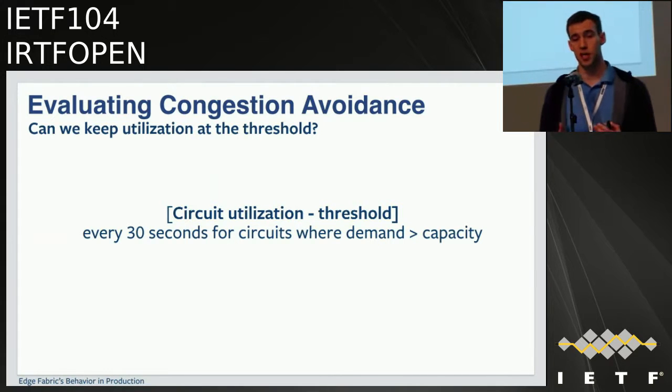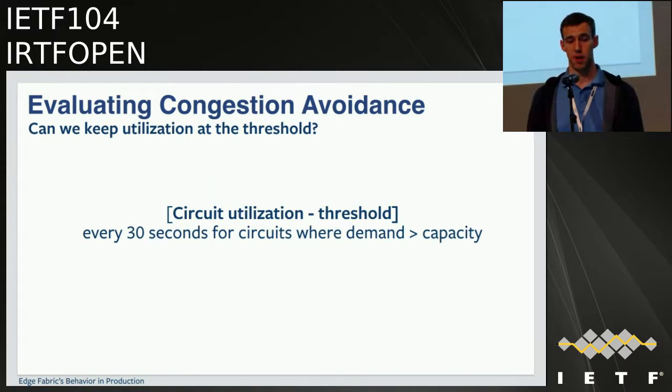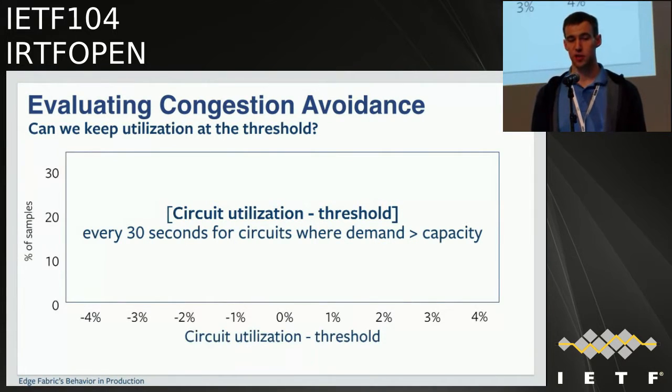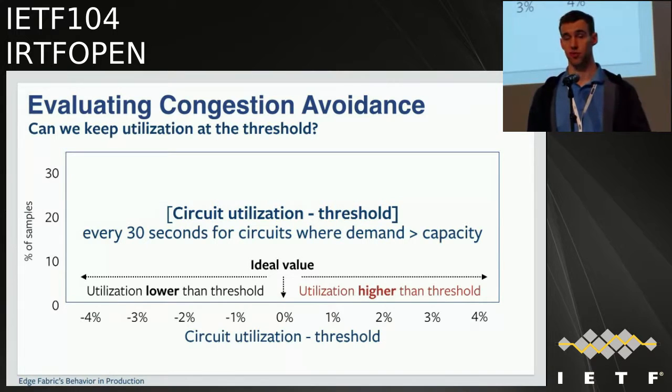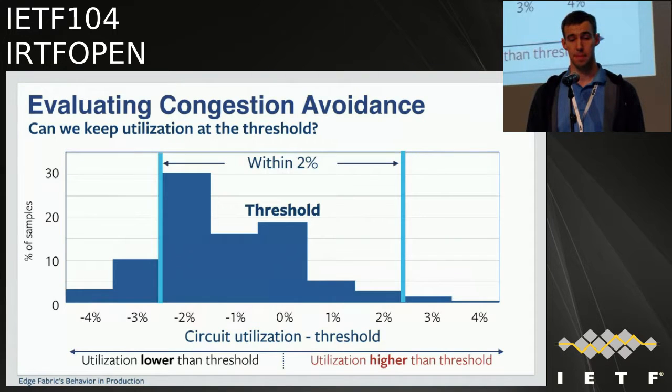Now, the next question here is, can we keep utilization at that 95% threshold? And to analyze that, what we did is we looked at the circuit utilization against the threshold every 30 seconds for circuits where Edge Fabric was actively intervening. And in this figure, what we want is as much around that 0 mark as possible, because that means we're keeping the utilization right at that 95% threshold. Anything to the left means that the utilization is lower. Anything to the right means that it's higher, and we end up with potential loss during bursts. So what we find here is that the vast majority of the time, we're able to keep the utilization of these interfaces or these circuits within 2% of that threshold.